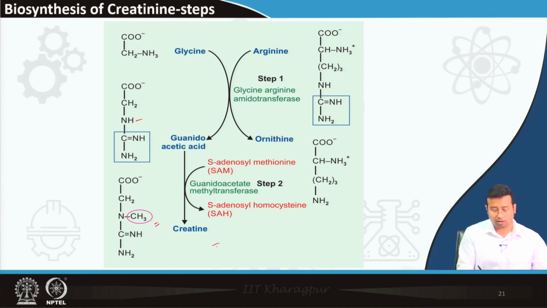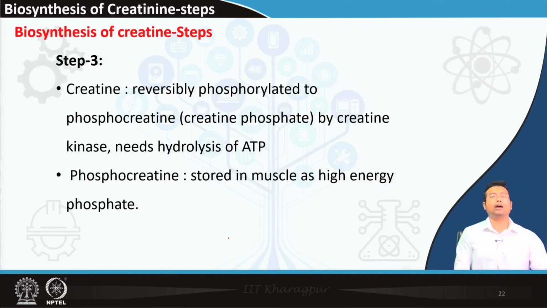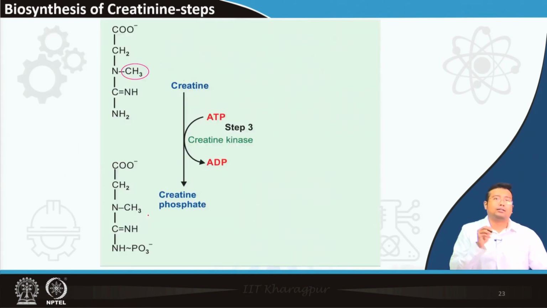We got creatine. Now, in the next step, this creatine is phosphorylated. Whenever we need phosphorylation, a kinase enzyme will work. So, creatine kinase is the enzyme that phosphorylates creatine to produce creatine phosphate or phosphocreatine. This phosphocreatine is actually a ready energy source for muscle. So, let us deviate a bit, this is step 3, creatine kinase, alright.